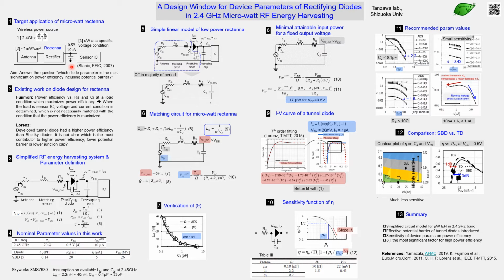And here's the system we are looking at. We are assuming that the Rectenna supplies the following sensor IC, which has very low power, such as 0.5 volt, 10 microampere. In this situation, the sensor IC requires microwatt level.